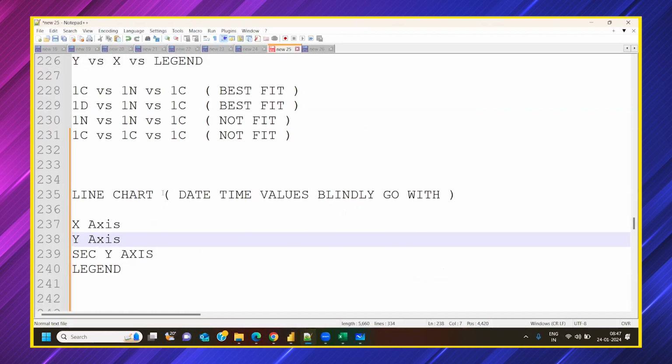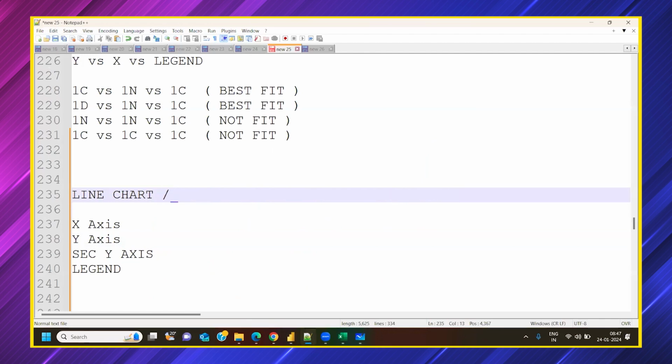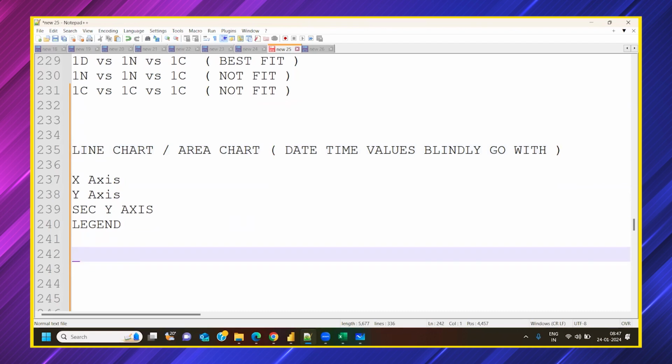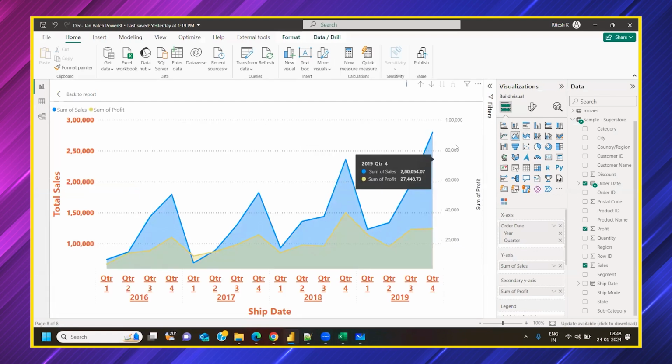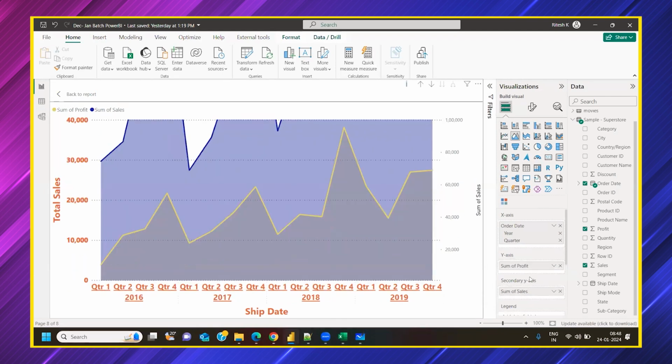Now, the usefulness of line chart and area chart: wherever you find date-time related aspects, go with these. For date-time values, blindly go with an area chart or a line chart. Now, I've given you one idea. In case of an area chart, the higher axis, maybe the axis on the right, that means the secondary y-axis, is higher. If I go back to the area chart and hover on this, I want to show sales in the secondary y-axis, and I want to show sum of profit here.